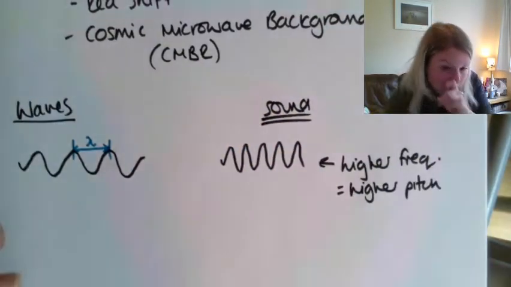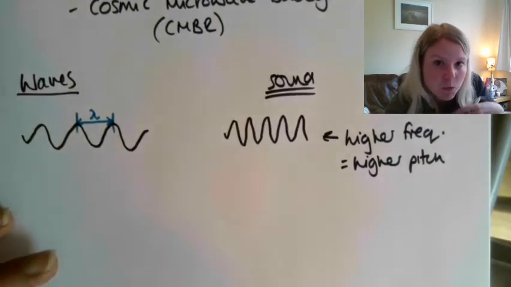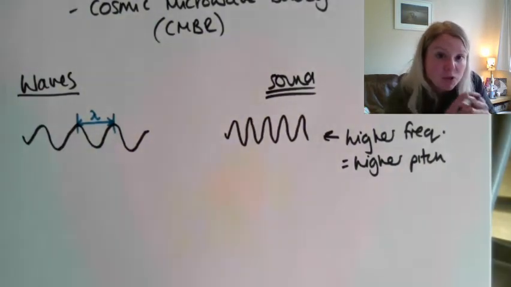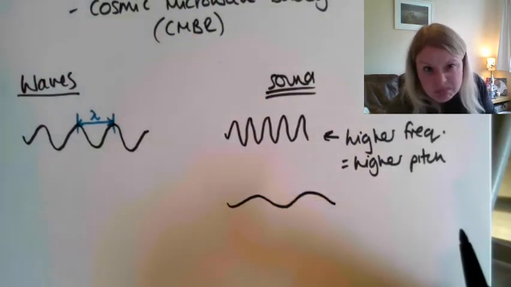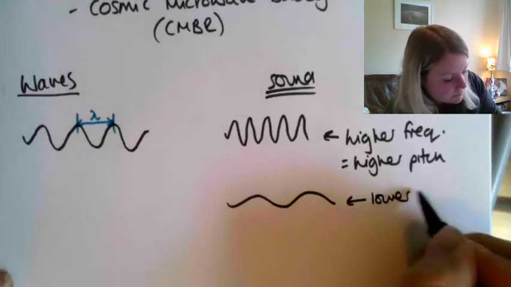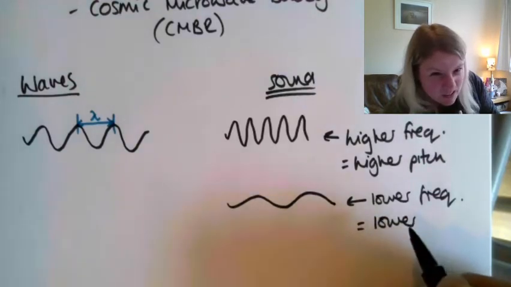Okay. Now, if we had a sound that was a lower pitch, then that means there's way less waves getting produced every second. So we would have a much longer wavelength. So we would have, maybe a bit dramatic, but something like that. So this is a lower frequency, and that means it's a lower pitch, like a really deep sound.